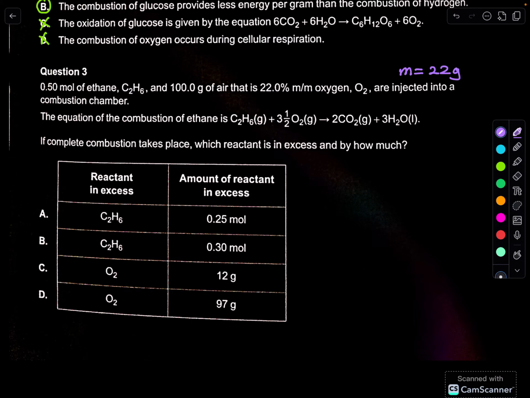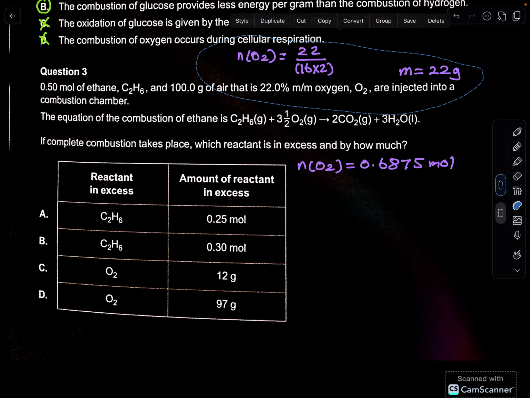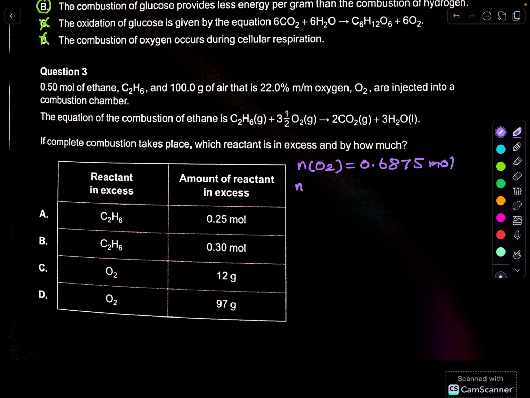So we know the mass of oxygen. Of course, we want the mole. So the mole of oxygen is, of course, the mass, 22, divided by its molar mass, which is basically 16 times 2. That gives me, basically, let me write it here. So the mole of oxygen is 0.6875 mole. Done. And we also have the mole of ethane, so C2H6, which is equal to 0.5 mole. Done. So let's do some calculations.